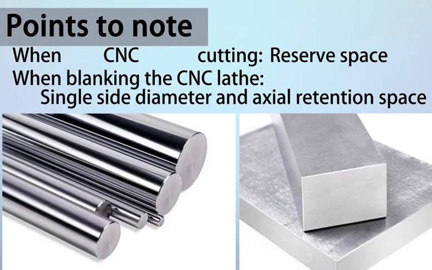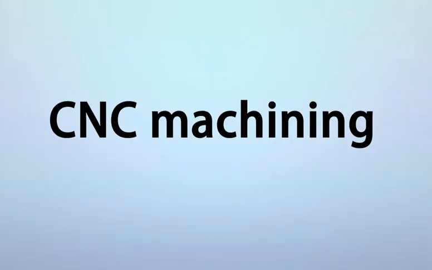Points to note. When CNC blanking, the size of the material should be at least reserved on both sides of the plastic part compared to the actual size. But more expensive materials such as PEEK generally leave only a little space. When blanking for the CNC lathe, leave a little space in the radial direction on one side and a little space in the axial direction.